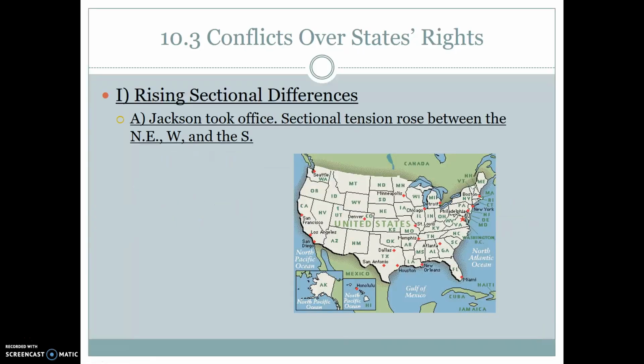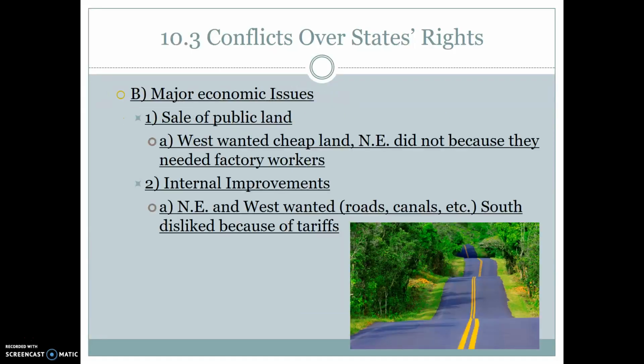So we do know that as soon as Jackson took office, differences across the United States began to change and become larger conflicts. The Northeast, the West, and the South all began to look at things a little bit differently. Some of the major economic issues: the sales of public land. For the West, they really want cheap land, but the Northeast didn't like this idea because if the West had cheap land, people would not stay in the Northeast, and they needed factory workers.